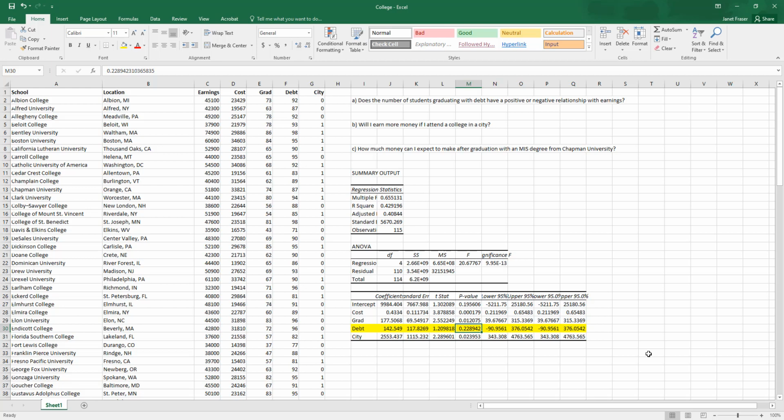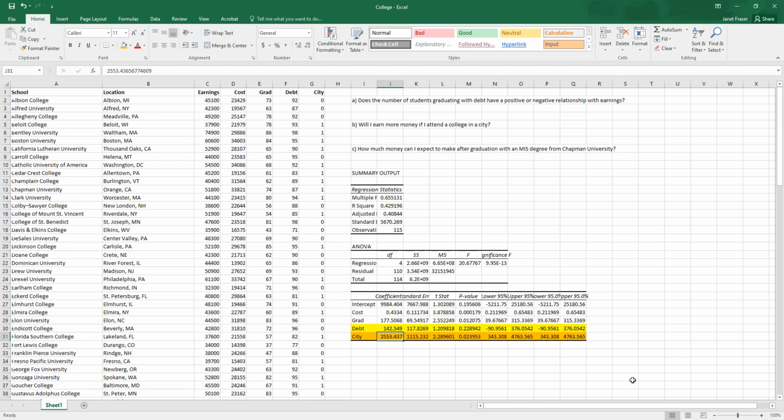So, yes, but not significantly. Our next question: will I earn more money if I attend college in a city? For this problem, we can look at our city variable, and I'll highlight it here. We'll go with orange. So here again, I want to interpret my coefficient for city, and I want to evaluate the p-value, the test of significance.